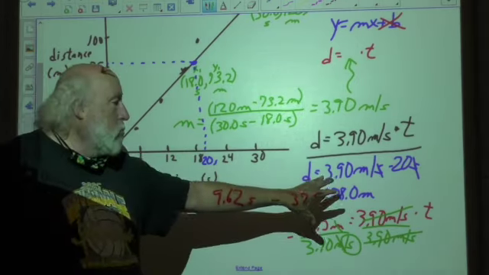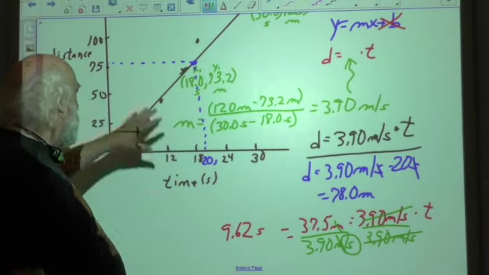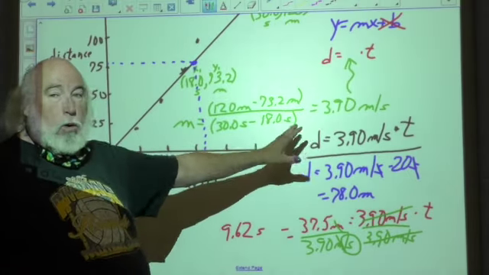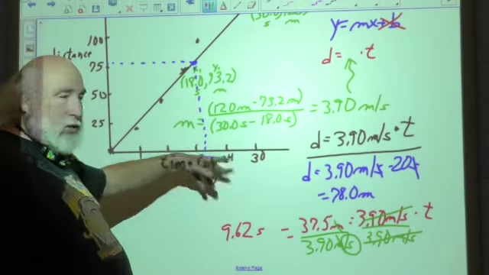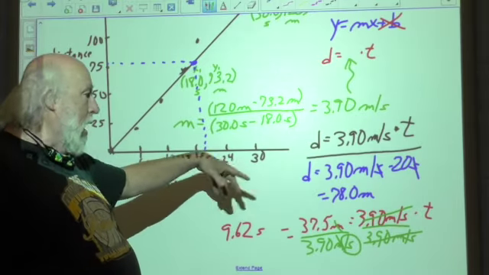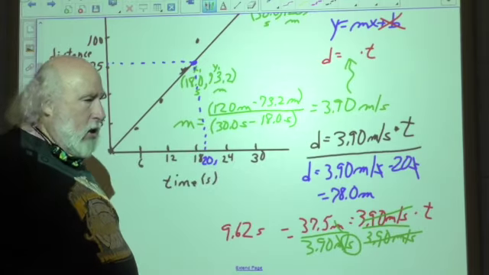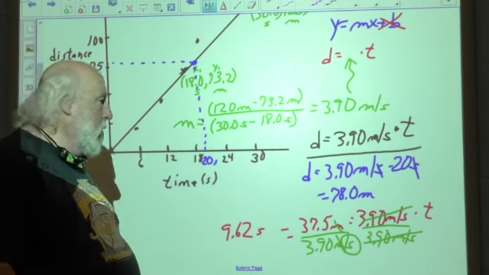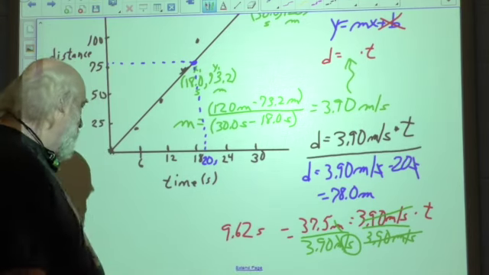Now, you'd rather use the equation. This is just eyeballing, and my eyeballs are horrible. So I wouldn't trust any answer I come up with from an eyeball. I prefer the mathematics part of it. And when we do these problems, you're going to be using equations.